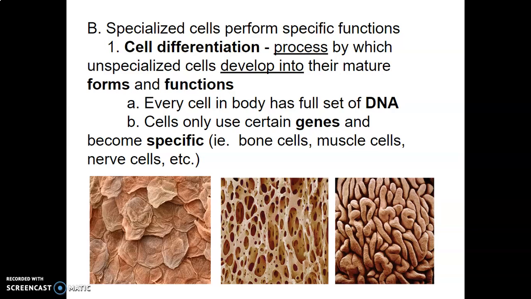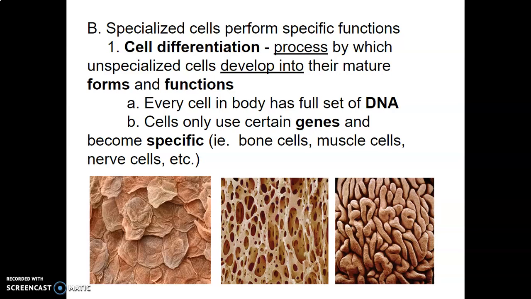Skip that slide. So the thing about cells that we mentioned a minute ago is they're typically specialized. They're not really this general type cell. Cell differentiation is the process by which unspecialized cells develop into a mature form and function.